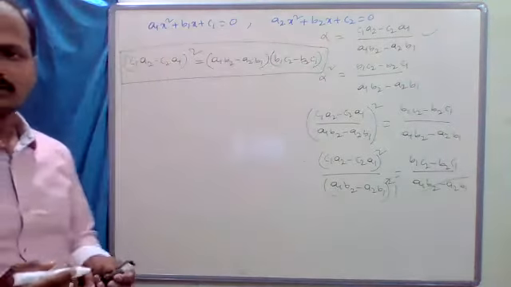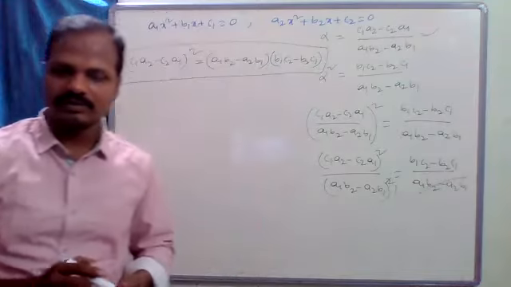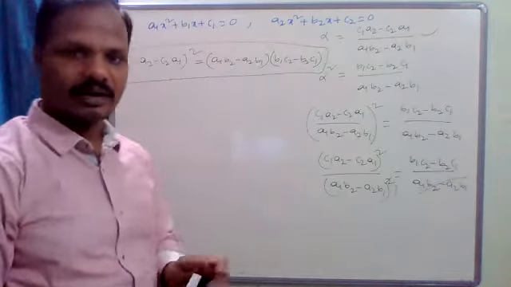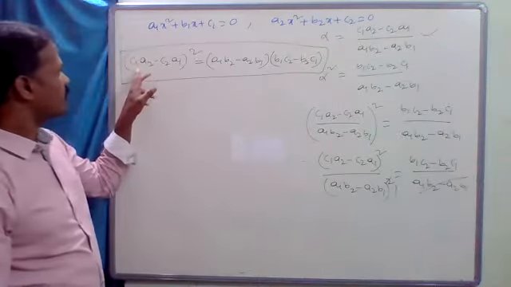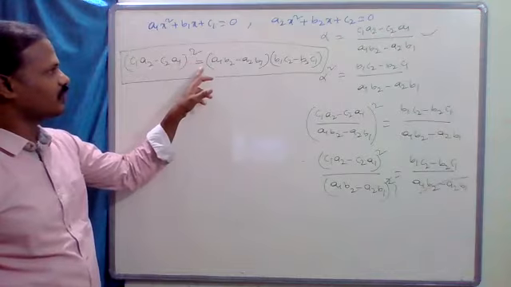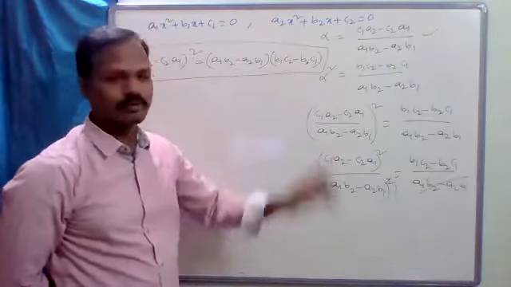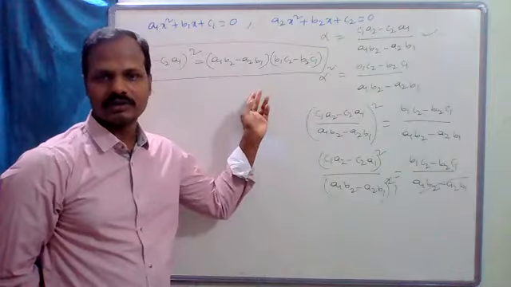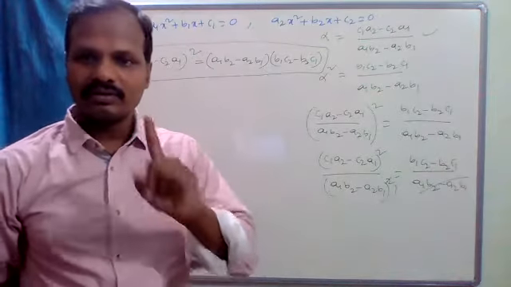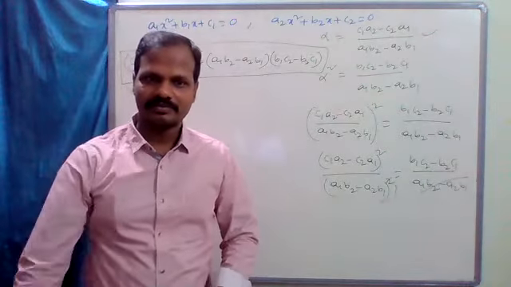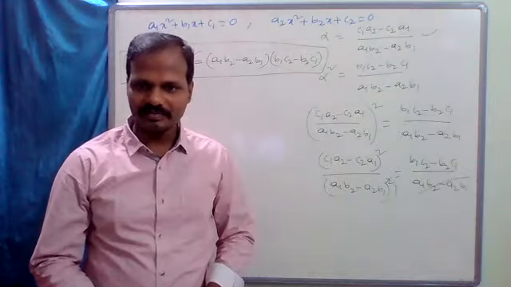So when only one root is common, then the condition is (C1A2 minus C2A1) whole square equal to (A1B2 minus A2B1) into (B1C2 minus B2C1). Okay, so remember this condition when one root is common. Okay, is it clear?